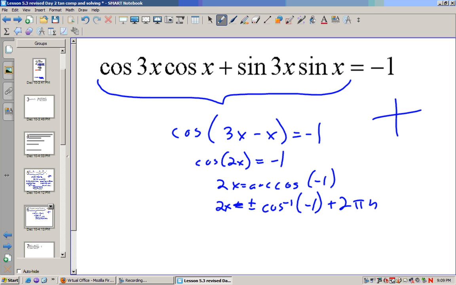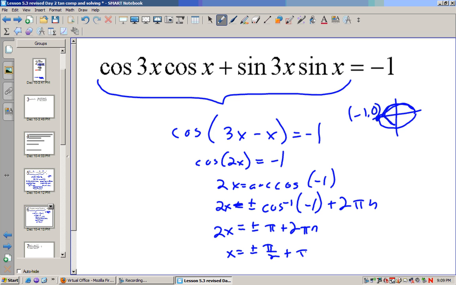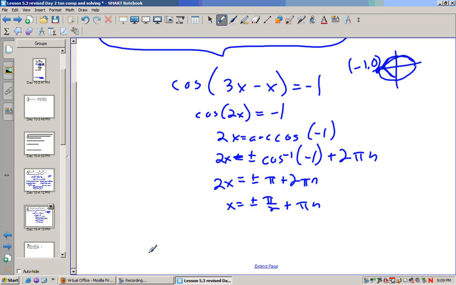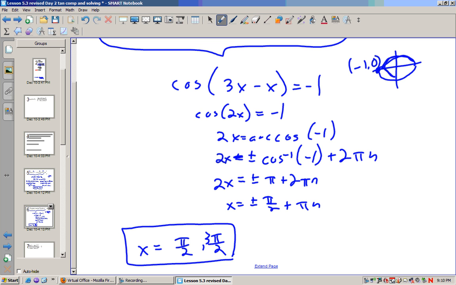Now if cosine is the x value, where is the x value going to be -1? That's over here in the unit circle. And so cosine is -1 at pi. So this is going to be 2x equals plus or minus pi plus 2 pi n. Now if I divide by 2, this is going to be plus or minus pi over 2 plus pi n. So that's my general solution, and my values are going to be pi over 2. If I add pi to that, I'll get 3 pi over 2. And that's it.